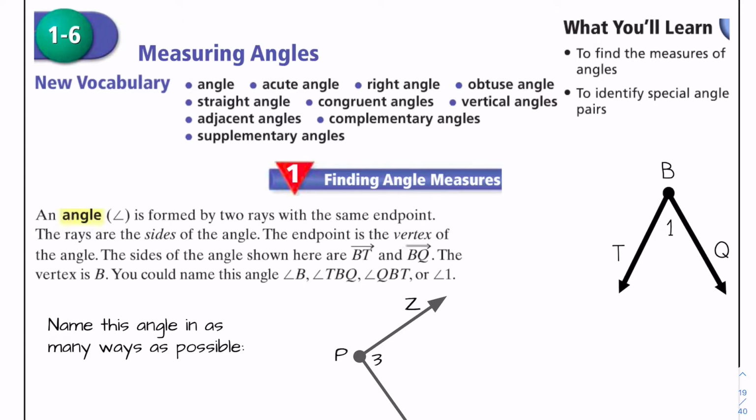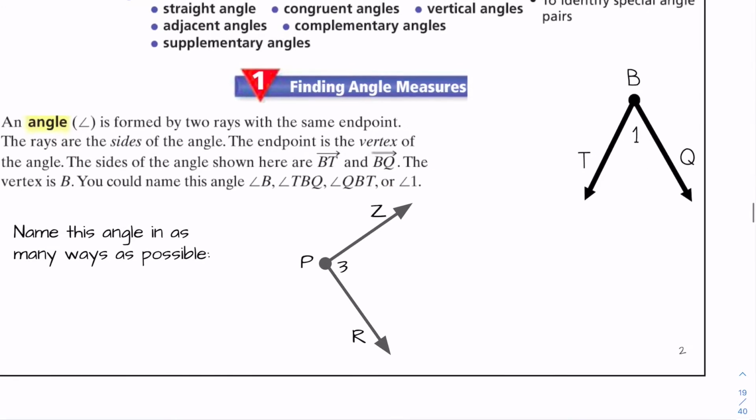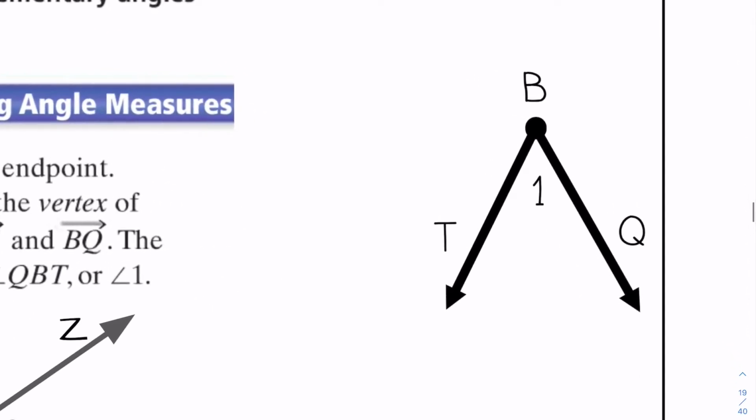Okay, so finding angle measures. Here I created two different angles. You'll see one right here and then one below. In this one, we have angle B, right? So this right here, the location where B is, is called a vertex. It's the point at which the angle is changing.